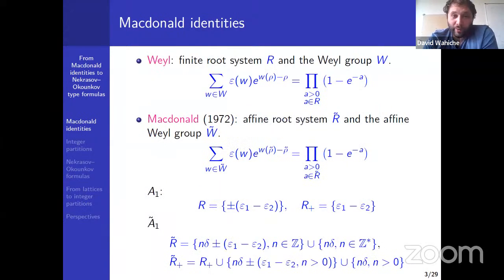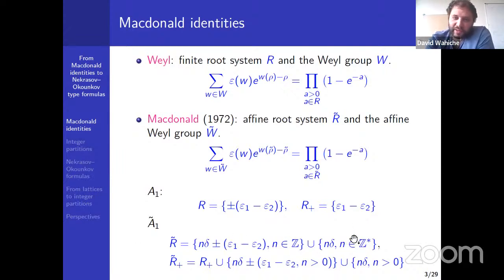So one way of looking at Macdonald identities is to see it as a generalization to an affine root system of the Weyl denominator formula. Sometimes it's also called the Weyl-Macdonald-Kac denominator formula. And you have the sum here, where W is replaced with the affine Weyl group, and the root system is replaced with an affine root system here. I gave here the example of A tilde 1.